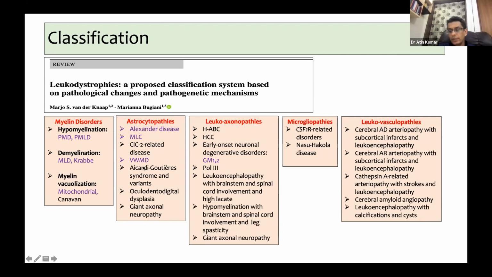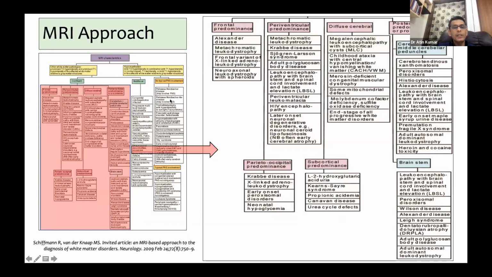So we're discussing astrocytopathies. Let me go to the next slide. This was a radiological based approach, which we still follow, because the earlier one was a pathology based approach. In terms of frontal predominance, we saw a case of Alexander disease. The other differential for a frontal predominant is a frontal variant of X-linked adrenoleukodystrophy.